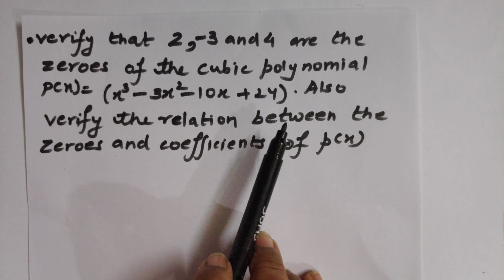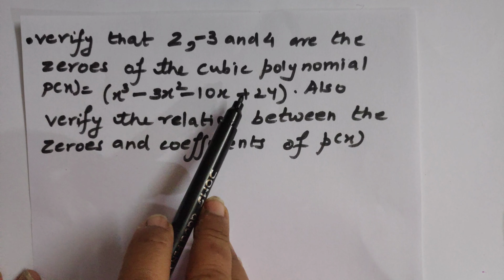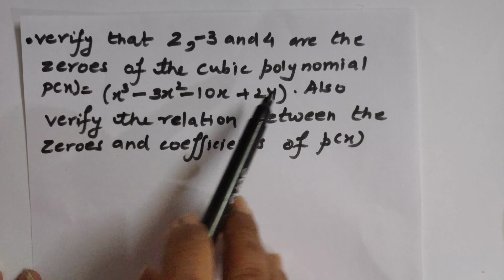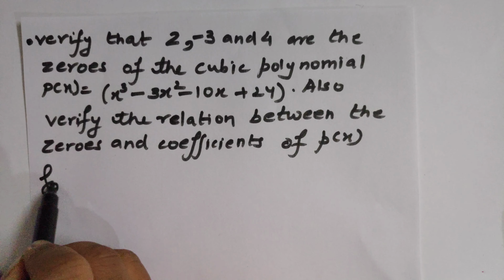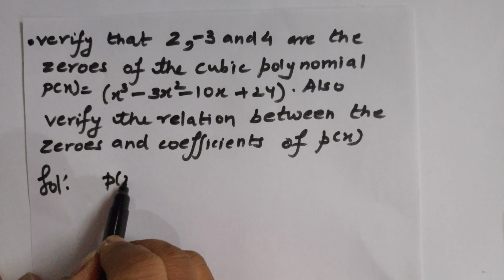So we need to first of all verify whether these are the zeros of this polynomial or not, and then we have to verify the relation between the zeros and the coefficients. So first we need to verify. We have been given the polynomial p(x) = x³ - 3x² - 10x + 24. So for the very first zero, that is 2, we will put in 2 and find p(2).